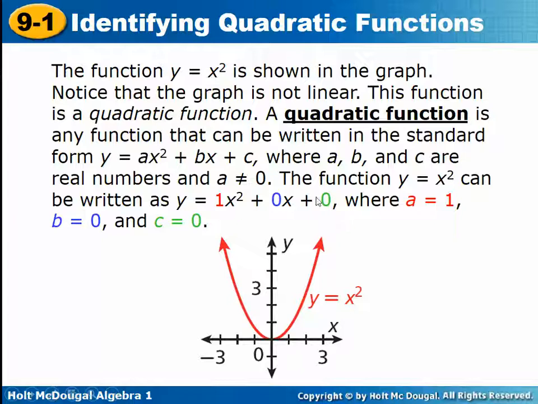It is any function that can be written in the standard form y equals ax squared plus bx plus c. A, b, and c have to be real numbers, and a cannot be 0. B and C can be 0, because you can see in this one they are 0, because it's just y equals 1x squared, or you could write y equals x squared. So this fits the model of the quadratic function, or you can tell by its graph that it's quadratic as well.